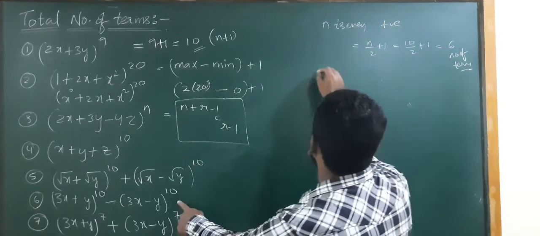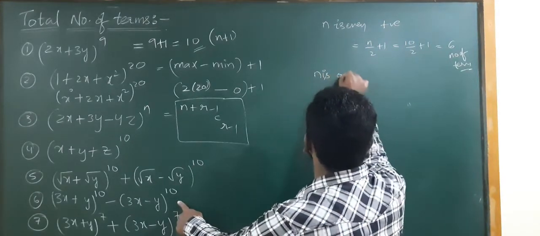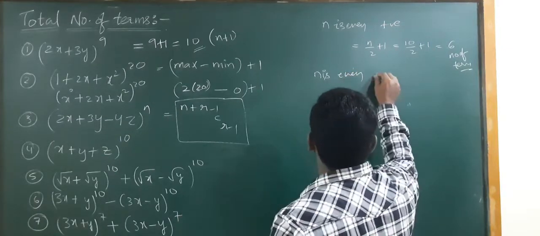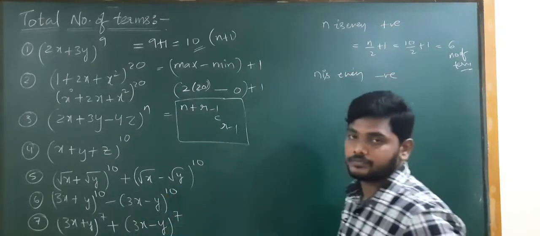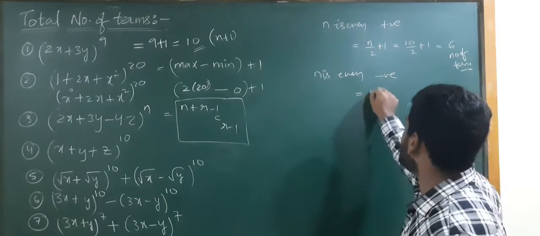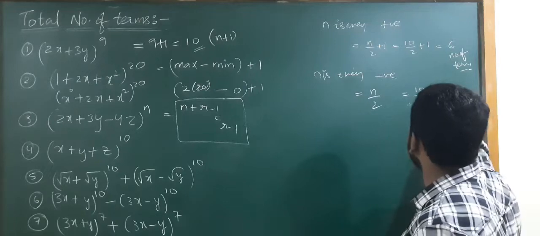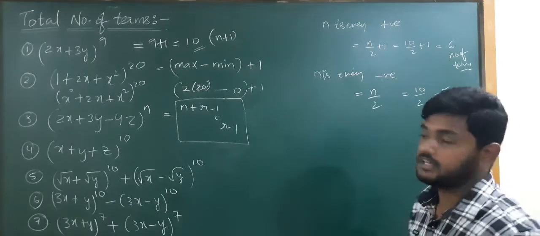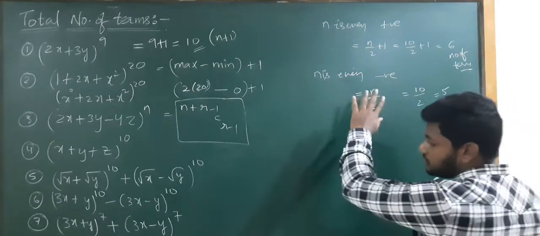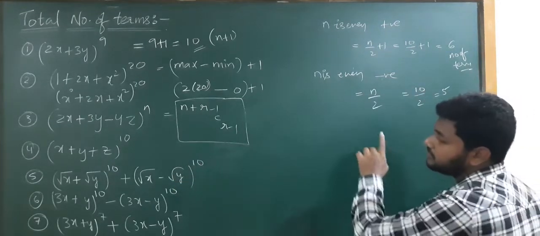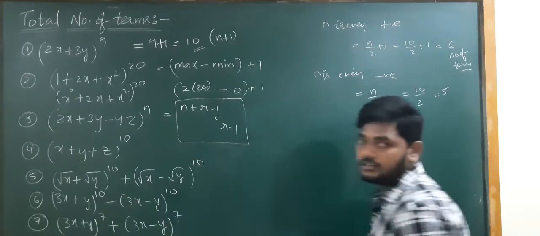Next, here what is n? n is odd. Sorry, n is even, right? See, n is even and which sign? Negative sign. Then what is the formula? n by 2. What is n? 10. So 10 by 2, which is equal to 5 number of terms will be there. If you have doubt, according to this formula, expand this and check. Definitely you will get 5 number of terms if n is even and the sign is negative.